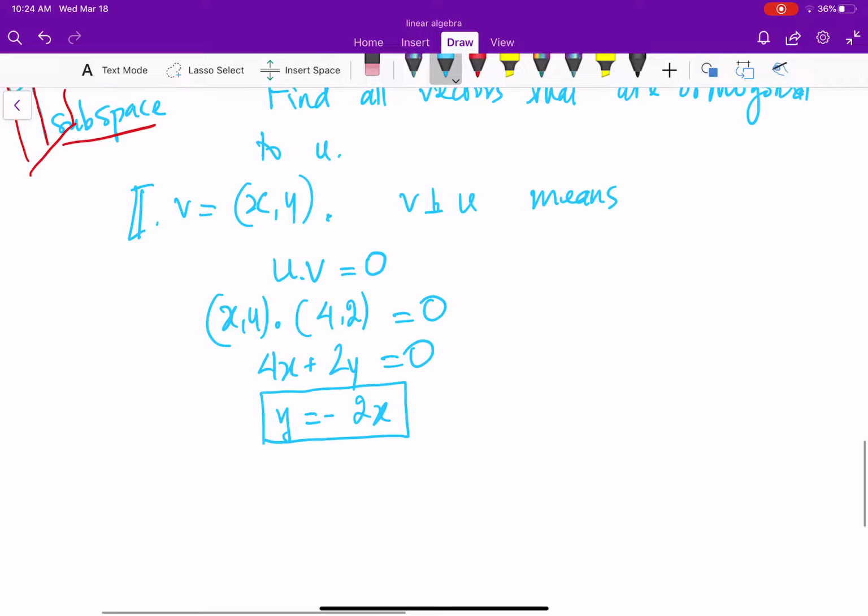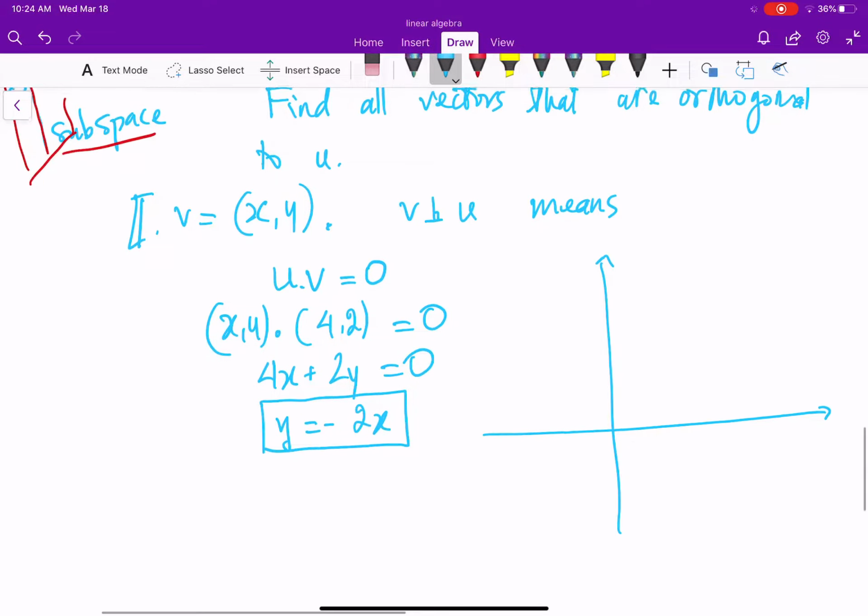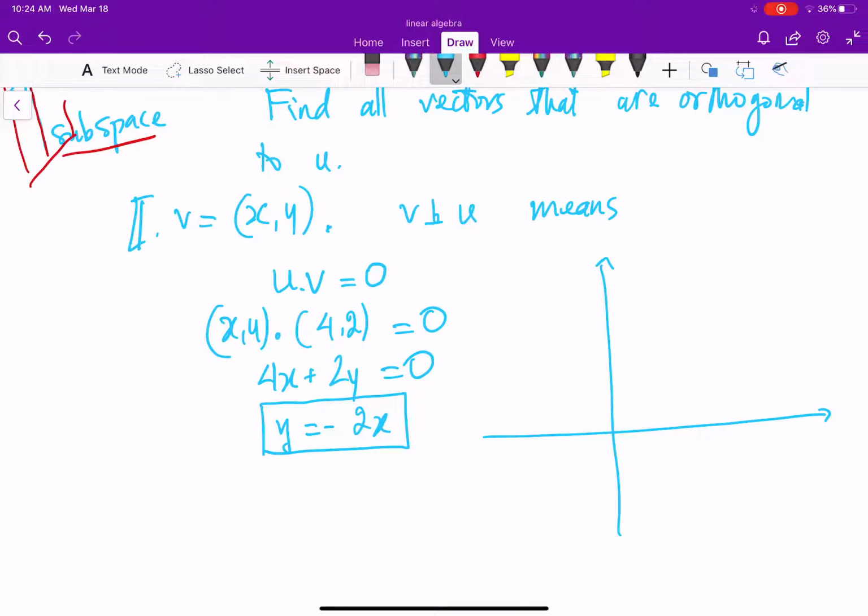So that means all points on the straight line y = -2x will be orthogonal to the point (4, 2). Suppose this is 4, this is 2, so this is (4, 2). The point right here, and we have a vector right here. And we can plot the straight line y = -2x. It passes through the origin. When x equals 1, y equals -2. So this is 2, this is 1, and -2 is right here.